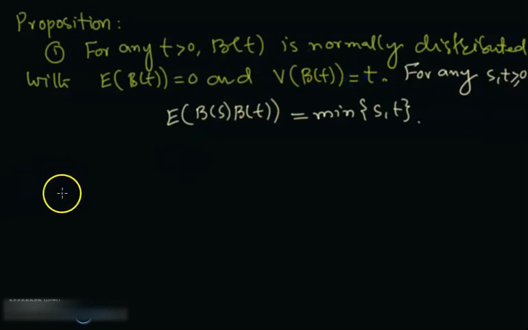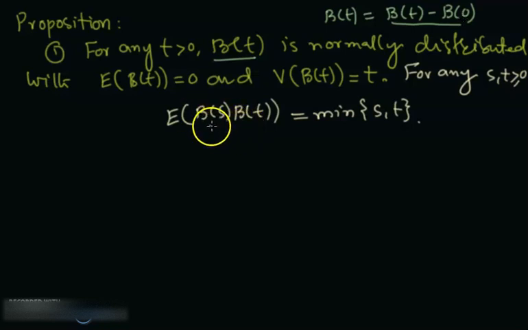I won't be going into the proof because it doesn't involve anything much. You just consider B of t being equal to B of t minus B of 0, then you can see that this is an increment, and then you can take help from the increment and prove this assertion. And similarly for the other one you need some algebra, but I'm not going into the detail right now.